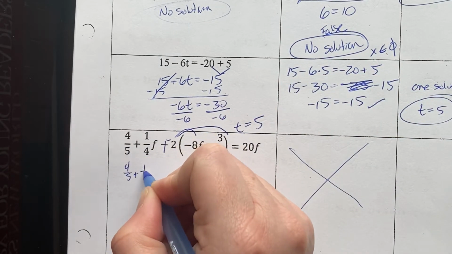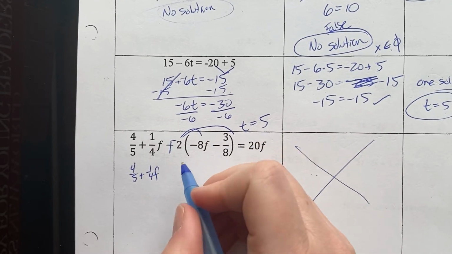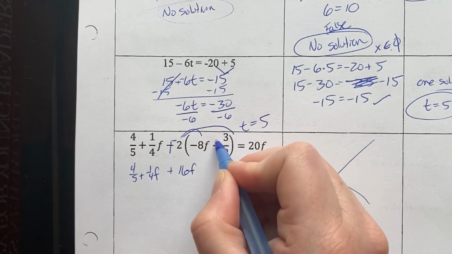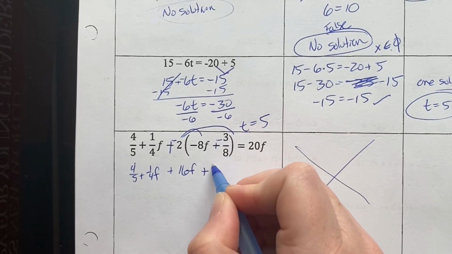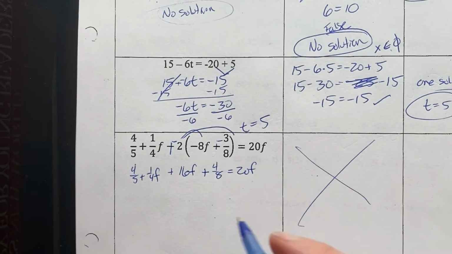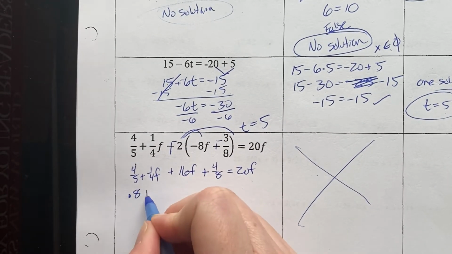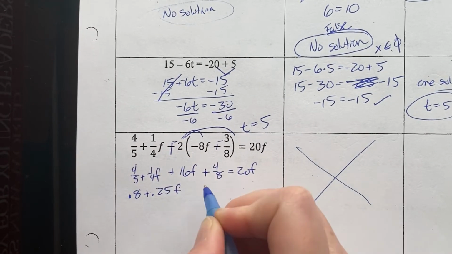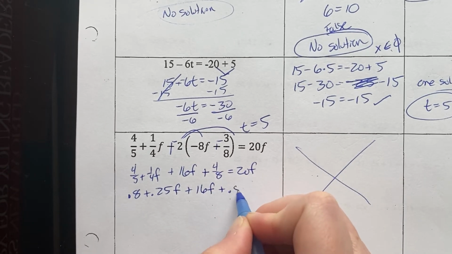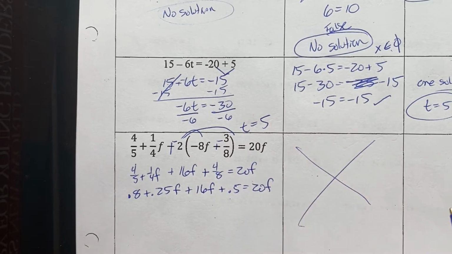4/5 plus 1/4 f plus 16f plus 4/8 equals 20f. I might change all these to decimals. 8/10 plus 25/100 f plus 16f plus 1/2 equals 20f.